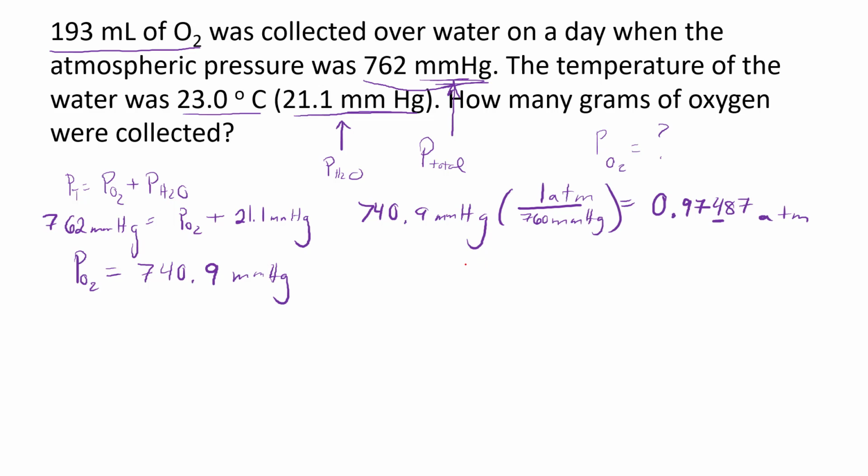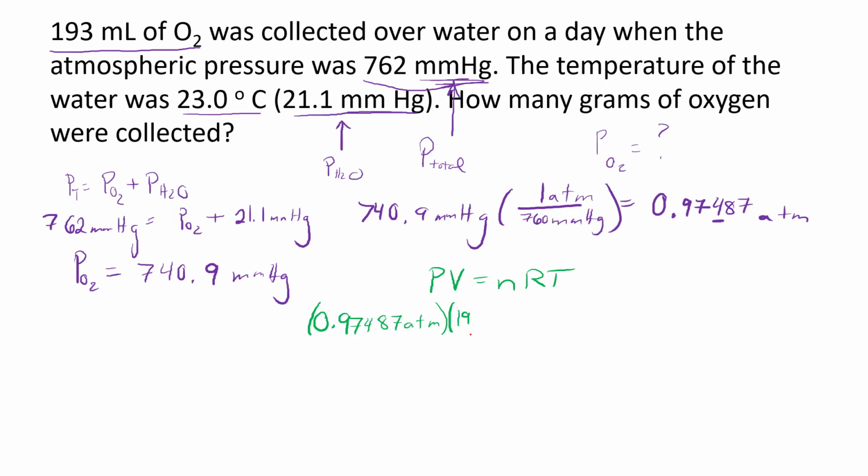All right, so where do I go from here? Let me switch colors. Next, we want to use the ideal gas law, PV equals nRT. What's my pressure? I just solved it, and this is my pressure of oxygen. So think about each of these things relating directly to oxygen. 0.97487 atmospheres times my volume. Do I know my volume? Look up there, see if you can find it somewhere. Good. I hope you found it. Way up here at the top, 193.